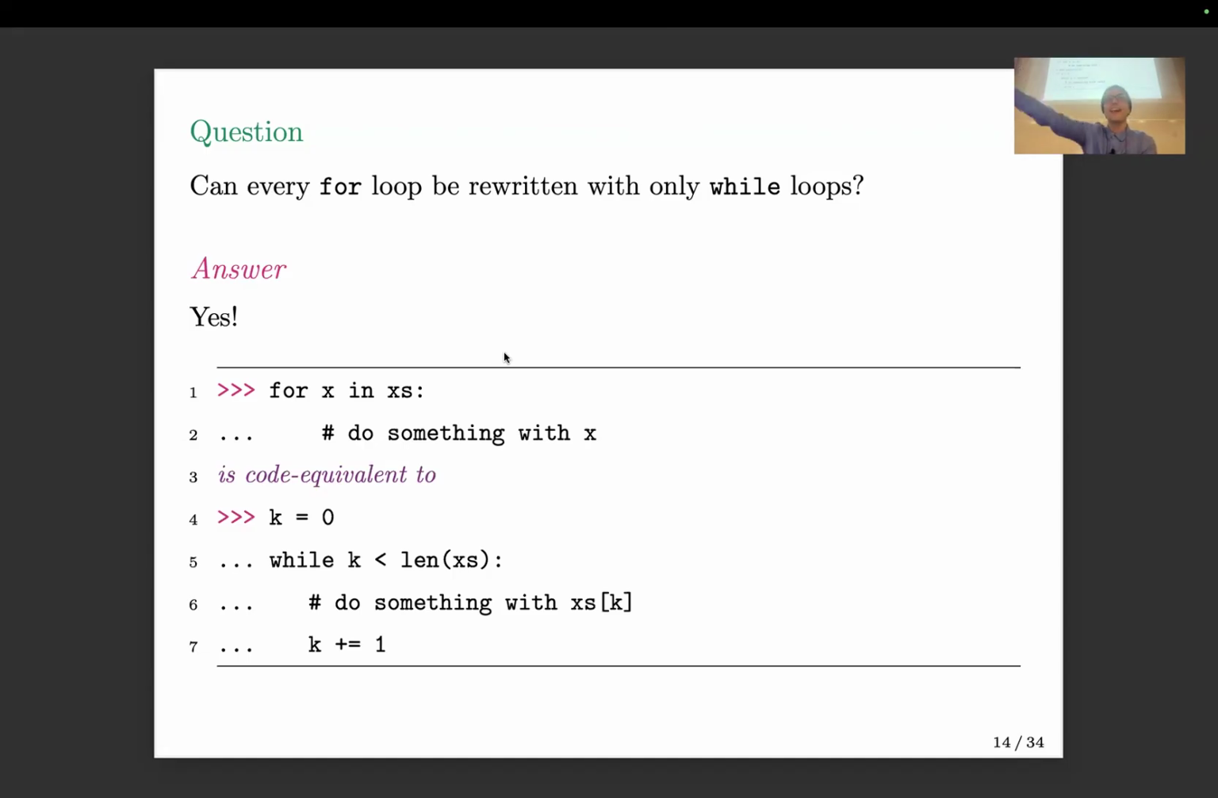So if you have for x in xs, do something with x. We can always write something like this. Start k at 0, that's an index. While k is less than the length of xs, do something with xs at k and accumulate on k. This is a very common pattern in C programming. Which one's better?